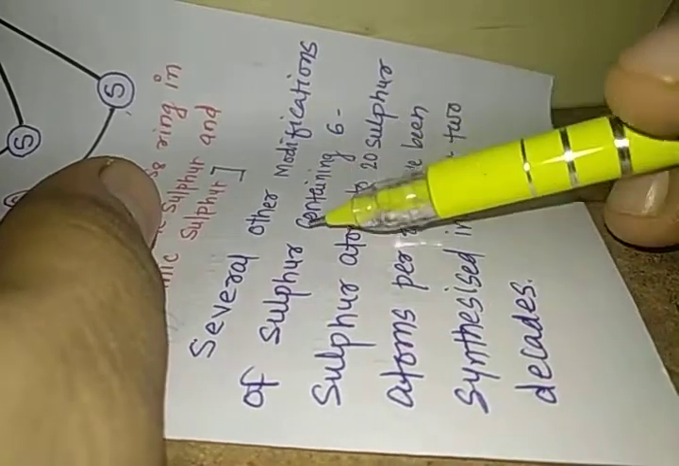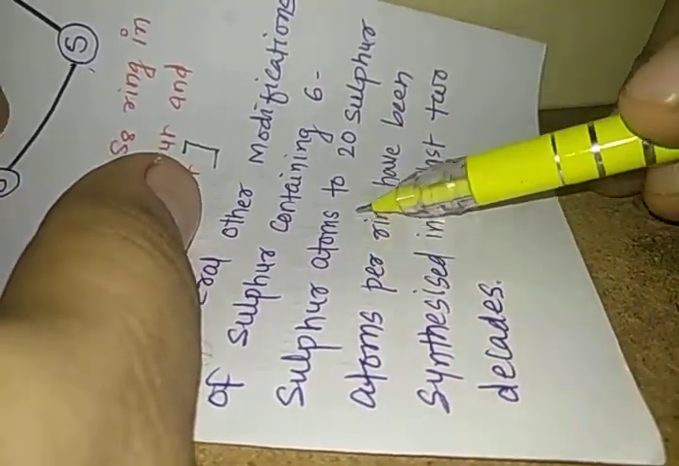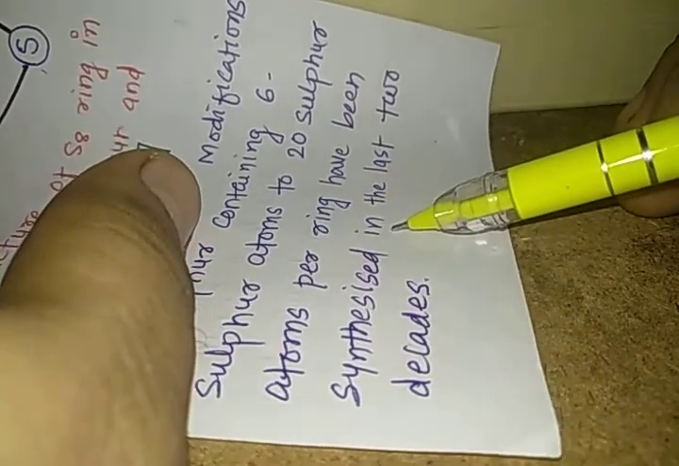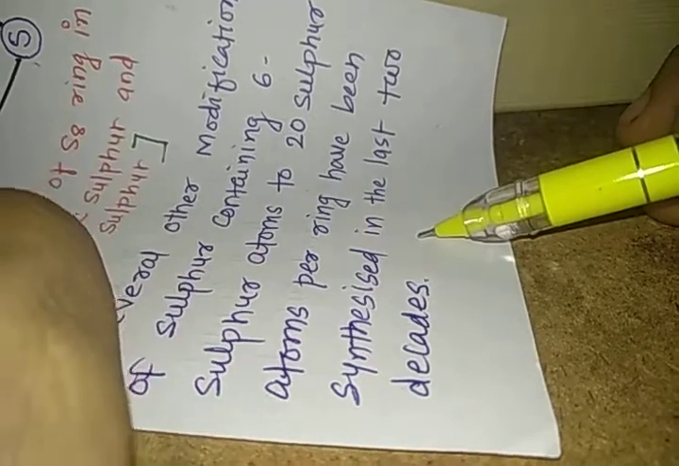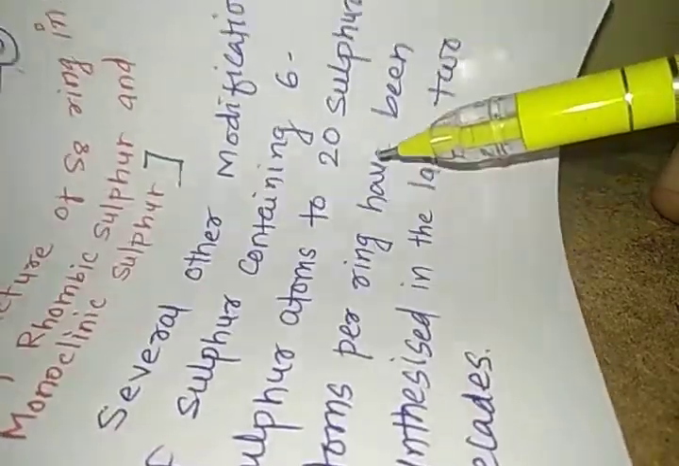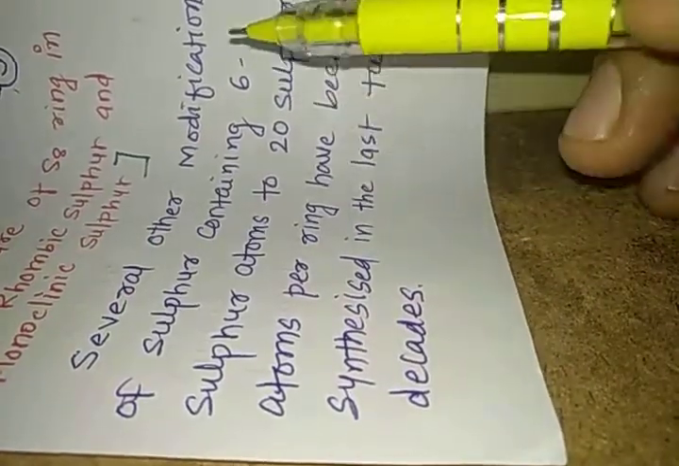Several other modifications of sulfur containing 6 sulfur atoms to 20 sulfur atoms per ring have been synthesized in the last 2 decades. So, various other allotropes of sulfur can also be prepared, but this is out of our study. So we have studied about the S8 form.